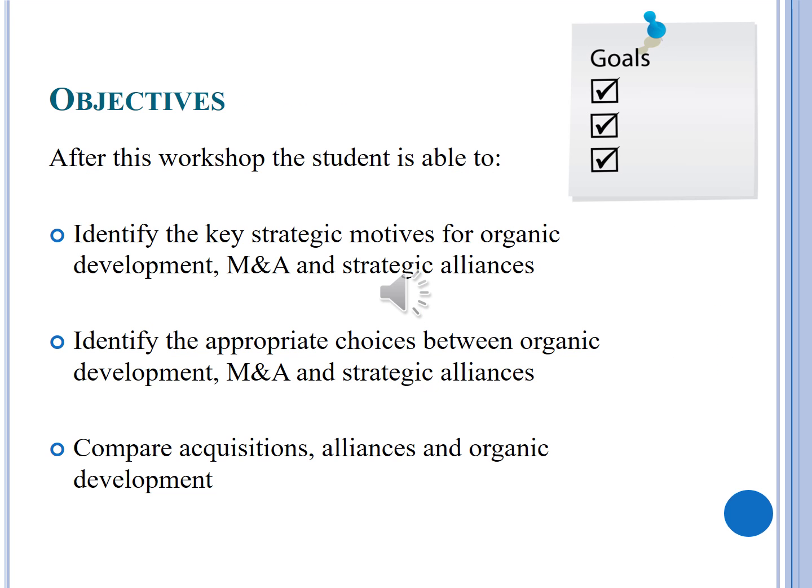After this workshop, you are able to identify the key strategic motives for organic development, mergers and acquisitions, and strategic alliances. You are able to identify the appropriate choices between the three, and you are able to compare the acquisitions, alliances, and the organic development. We will now start with the theory of chapter 10.